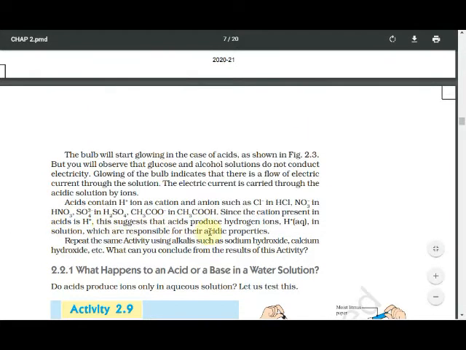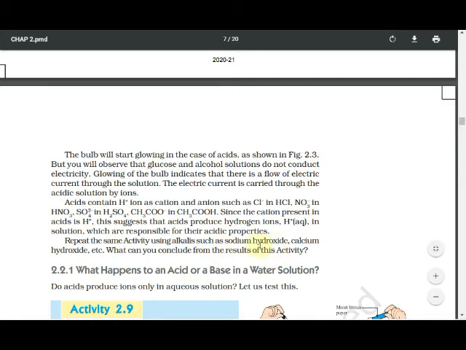This suggests that acids produce hydrogen ions, H plus aqueous, in solution, which are responsible for the acidic properties. Repeat the same activity using alkalis such as sodium hydroxide, calcium hydroxide, etc. What can you conclude from the results in this activity?